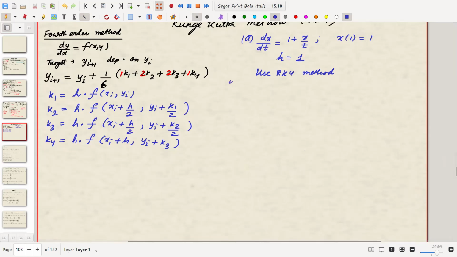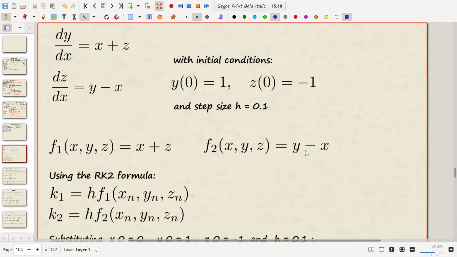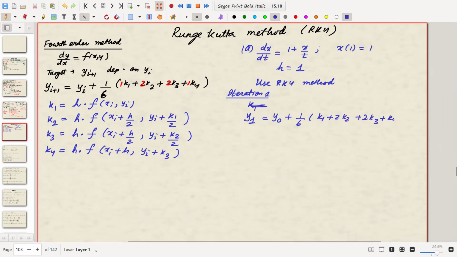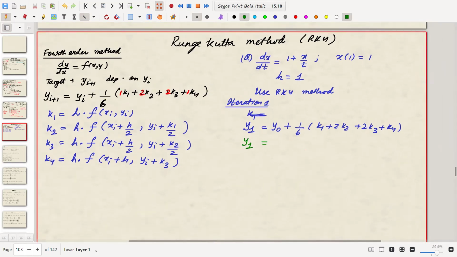So, iteration 1, I will go with you because it's a new method. So, what will you find with iteration 1? Have I solved it here? No. Okay, iteration 1. So, what should we finally do? Compute the k_i's. What is k1? What is y1? y0 plus 1 by 6 times k1 plus 2k2 plus 2k3 plus k4. Agree? Yes. Now you tell me, what is y0?